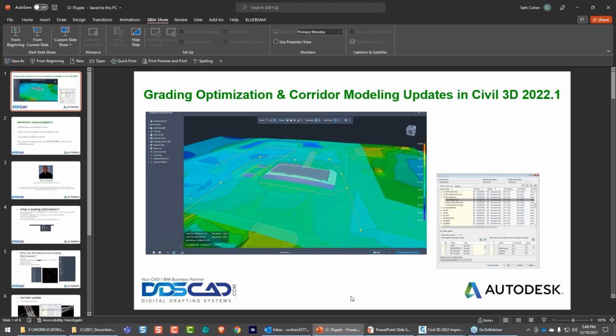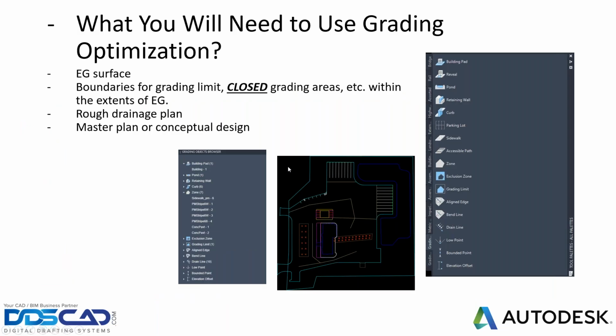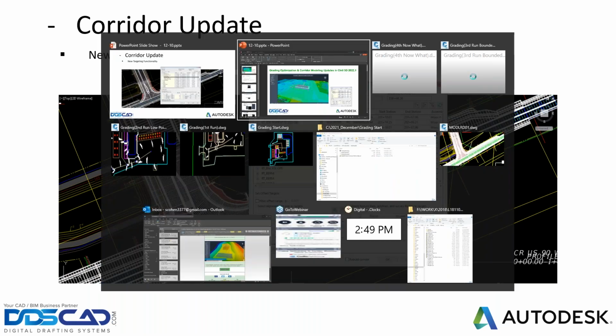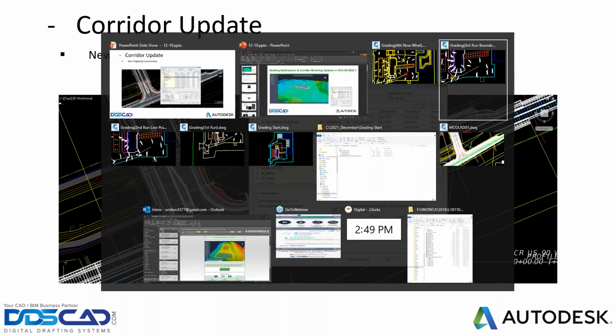Again, any questions, please feel free to put them in the chat. All right, I've got about 5 or 10 minutes here. Let's talk about the new targeting functionality in the corridor in Civil 3D. They've upgraded this tremendously, which is really awesome the way they've done it.